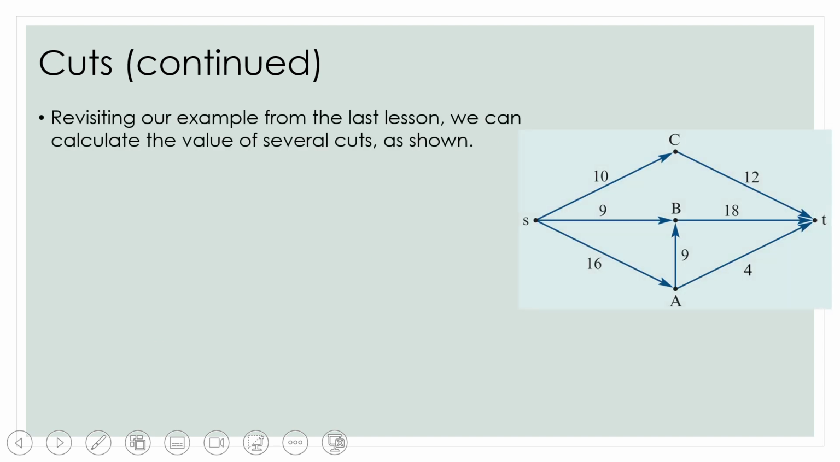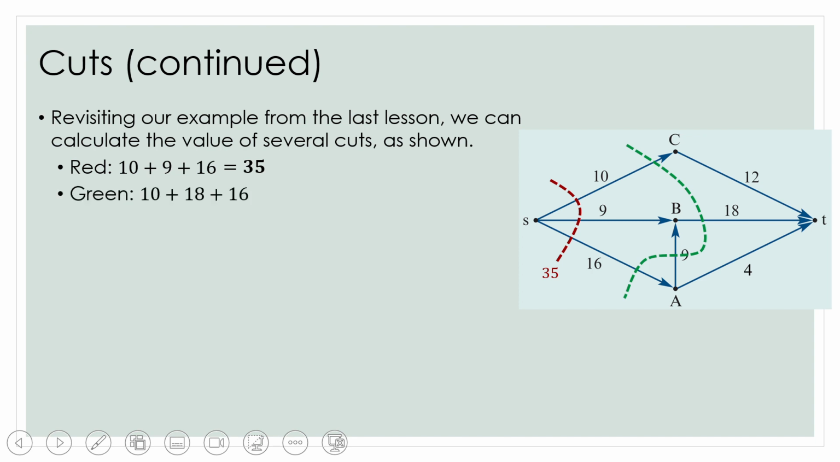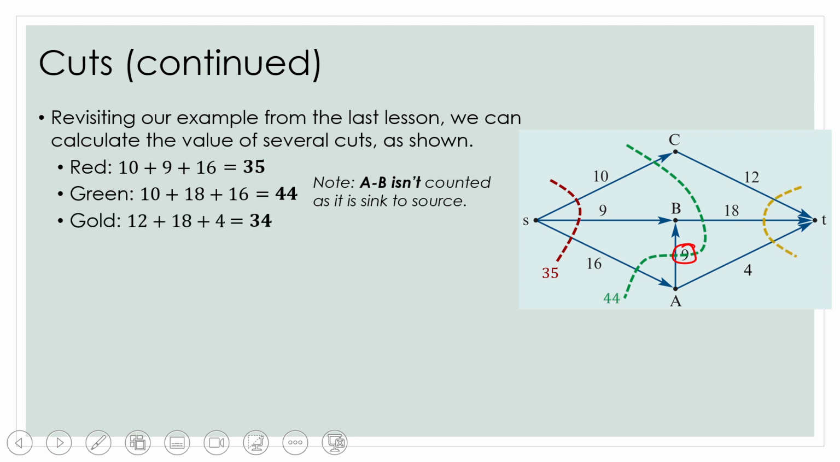So from our last assessment, we can calculate the value of the several cuts shown. We have one of them here, 35, getting practice at this. Here is another one. Once again, we're not counting this value here of 9 because it goes from out to in. 44. Again, not counting A and B. We have that cut there, which is going to be equal to 34.